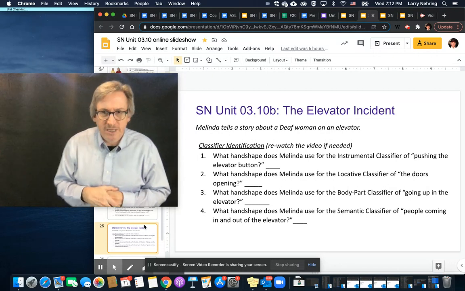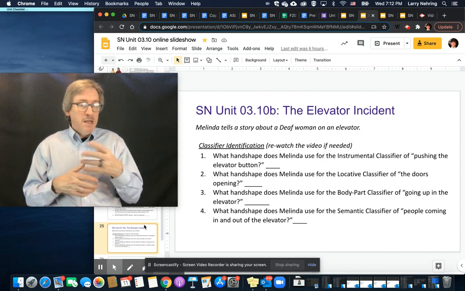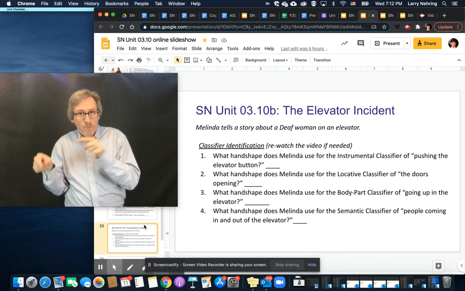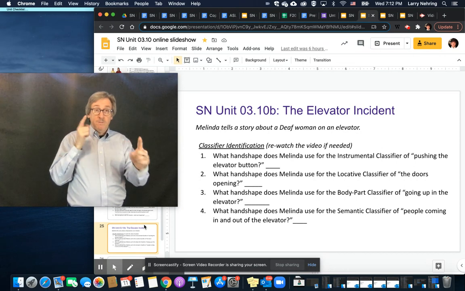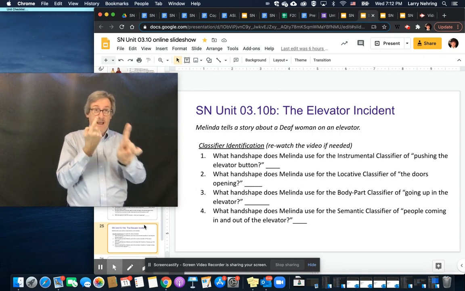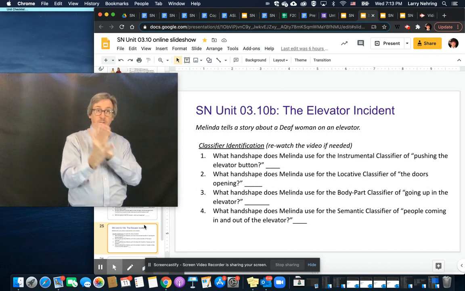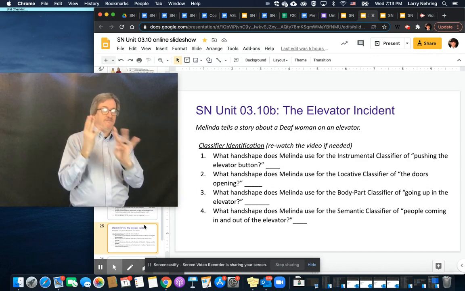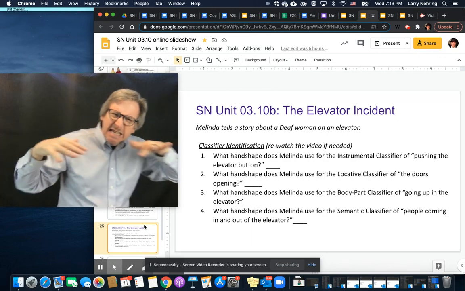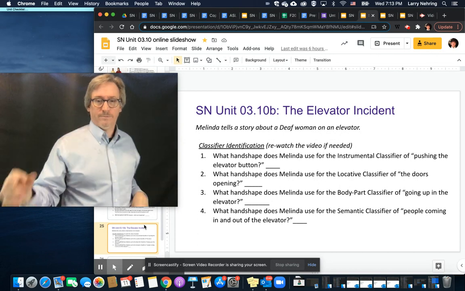What hand shape does Melinda use for the semantic classifier of people coming in and out of the elevator? People coming in and out. Usually you'll see this, like if it's individual people coming in and out, right? Here's two people moving back and forth. It could be lots of people, a line of 4 or 5 people. It could be tons of people. So we're starting to use hands to illustrate as opposed to simply using vocab.